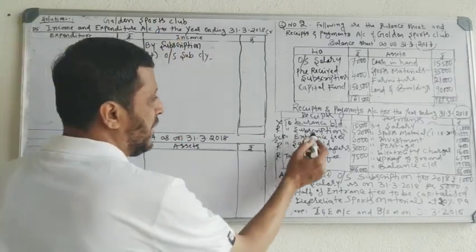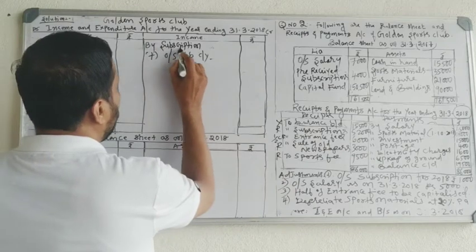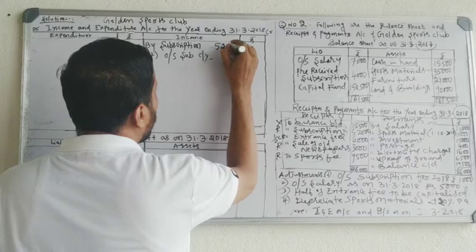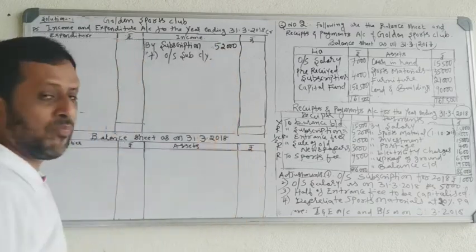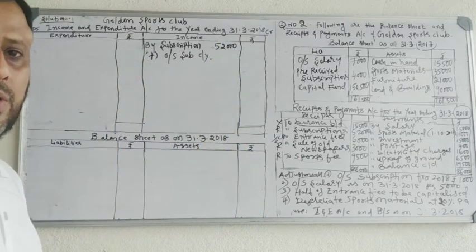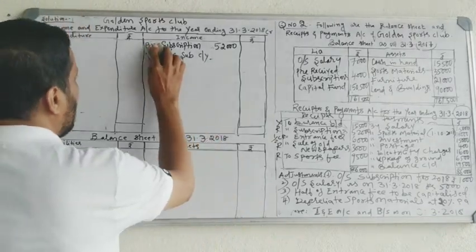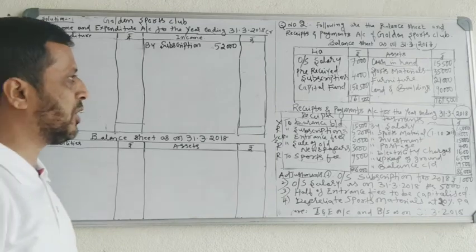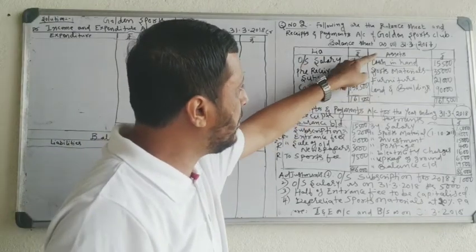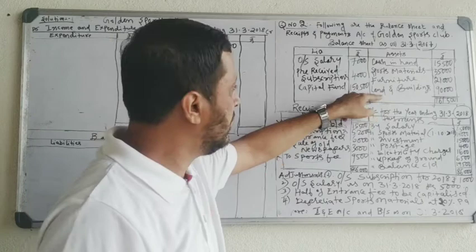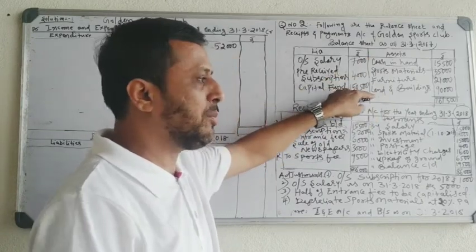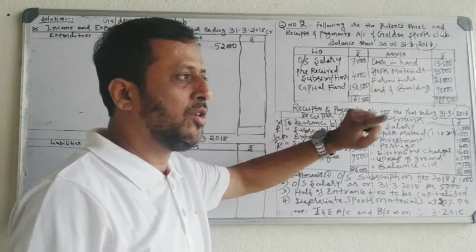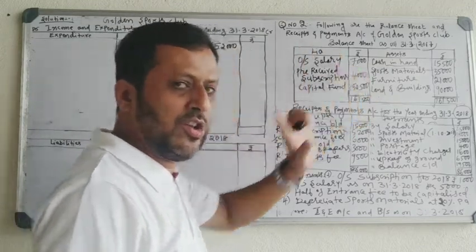Okay. First you have to take subscription. By subscription, what is the amount? 52,000. Next, you have to see the outstanding subscription. Is there any outstanding subscription in the balance sheet last year? No. See, asset side, there will be outstanding subscription on the asset side. But in this problem, there is no outstanding subscription. So, outstanding subscription of the last year is not given.